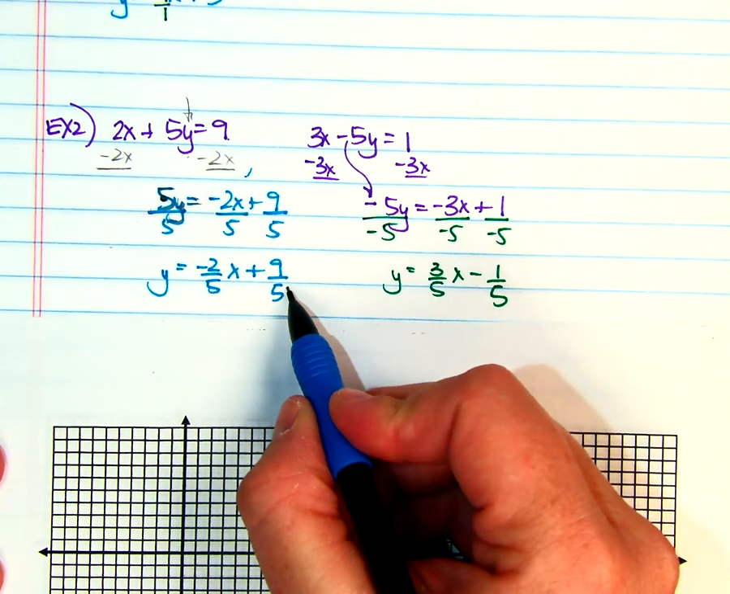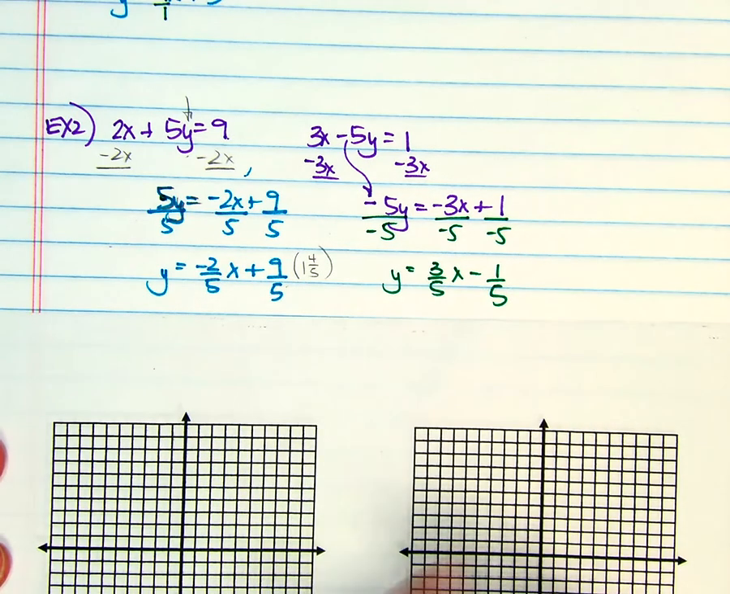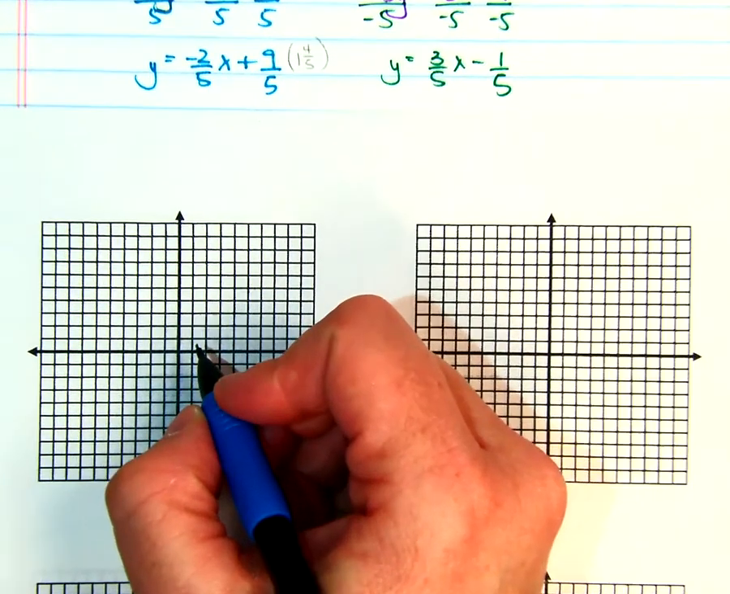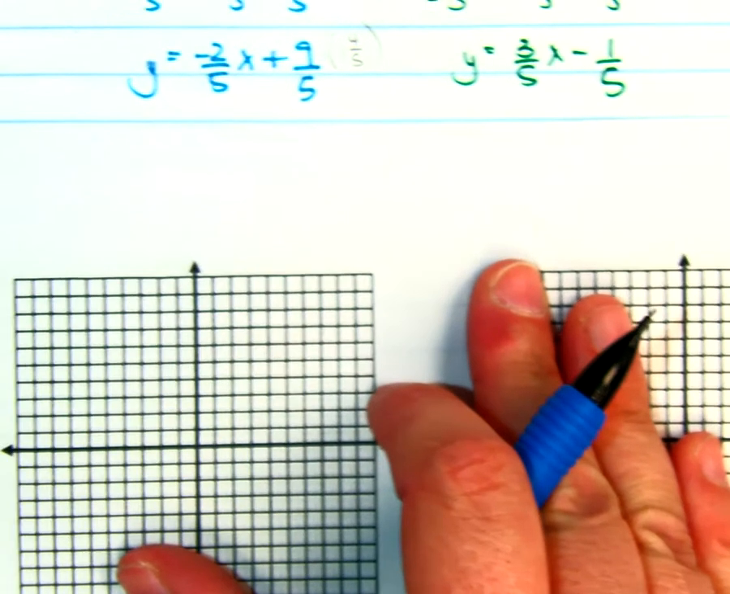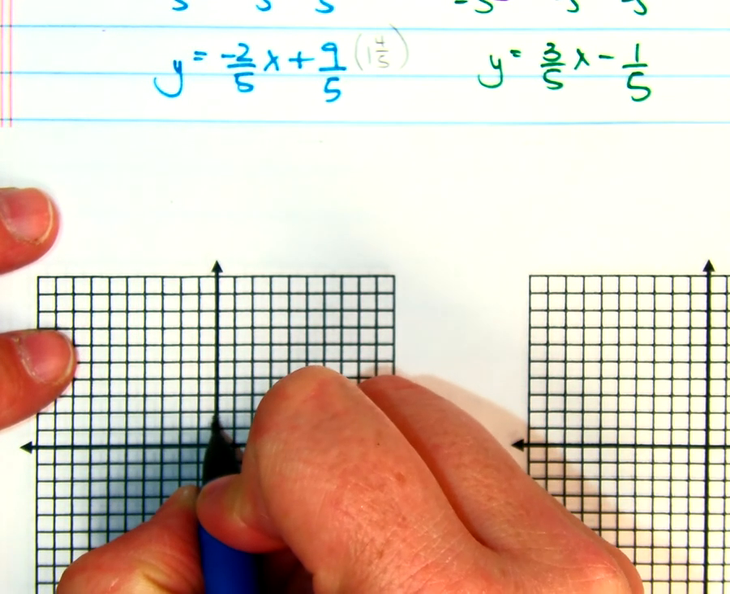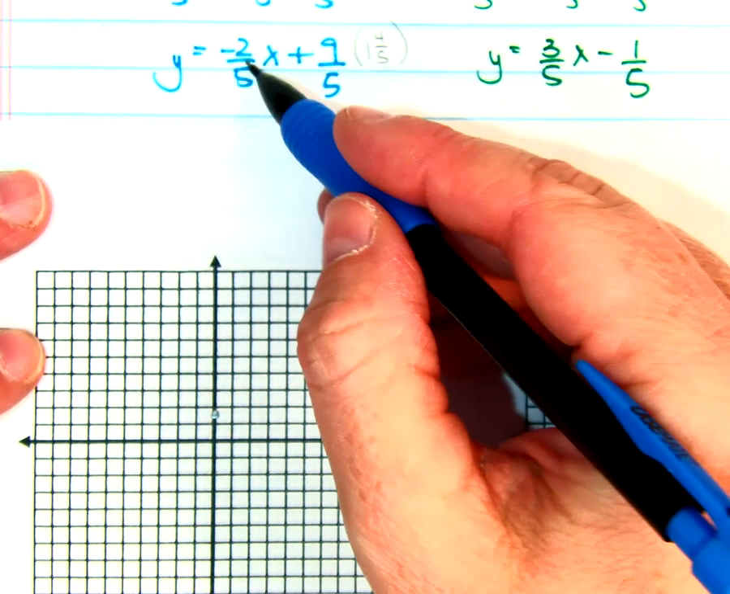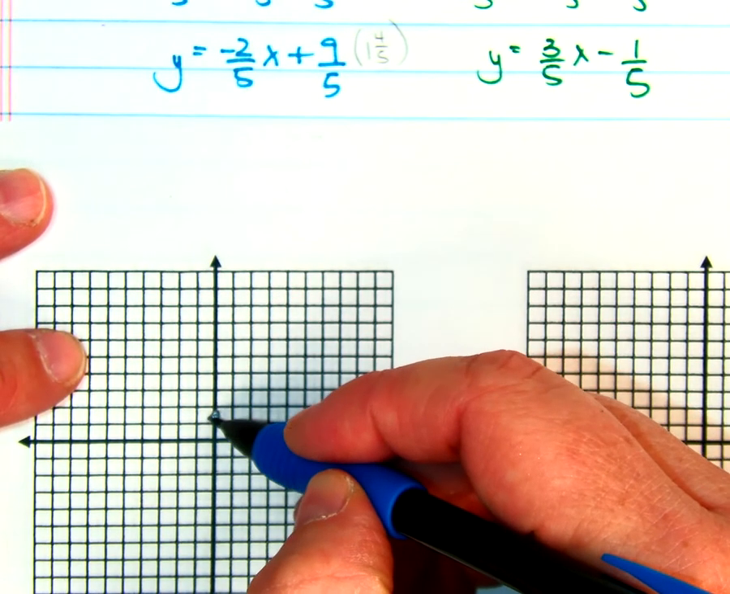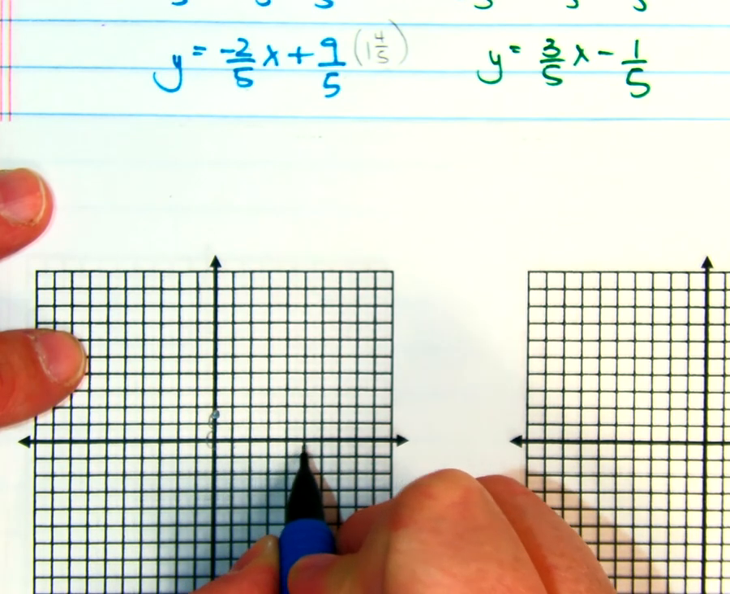So my y-intercept is 1 4/5. So 1. Actually, I think I'm going to blow this up a little bit. Oopsie, wrong way. So you can see a little bit easier. So 1 4/5, well that's not quite 2. We'll see how that works out. So there's that. With a slope of negative 2/5, so that means down 2 to the right 5. I'm going to go down 2 and to the right 5. 1, 2, 3, 4, and 5.